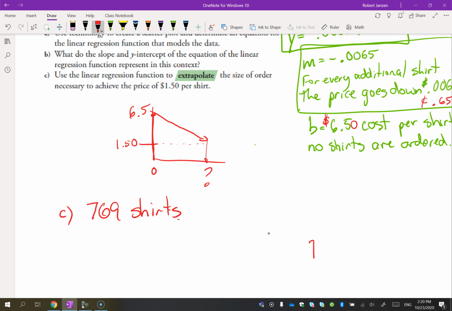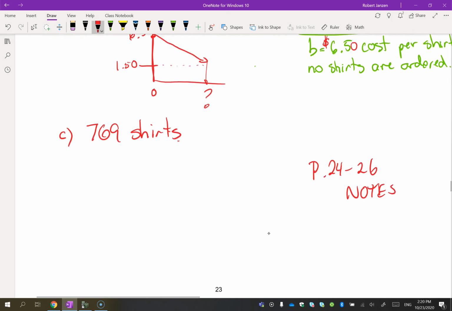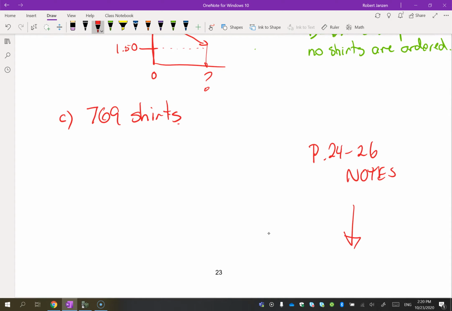For homework, you can do page 24 to 26 in the notes. That's the next couple of pages, so just take a look at the next 3 pages.